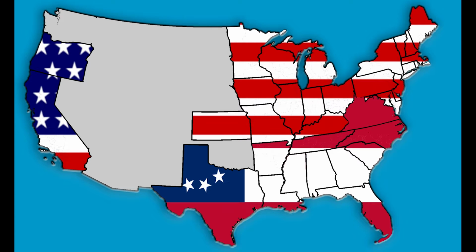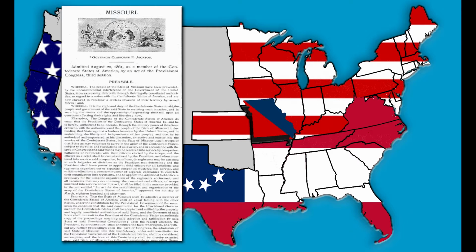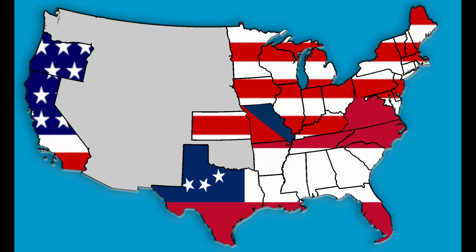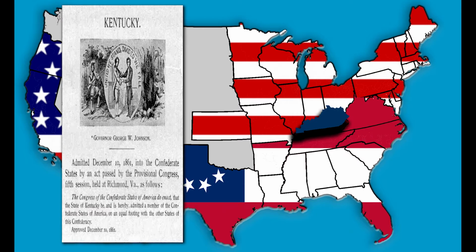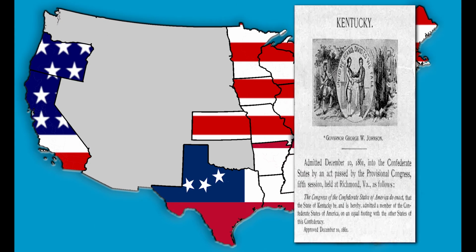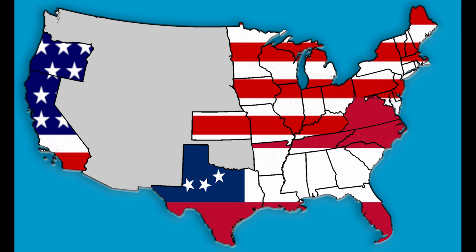Despite many efforts of the secessionist Governor Jackson, Missouri would remain a divided Union state, with two rival governors and representatives. Although there were calls for secession amongst the populace of the Kentucky state, they would remain neutral in the early months of the crisis, slowly becoming more Unionist as the years went on.